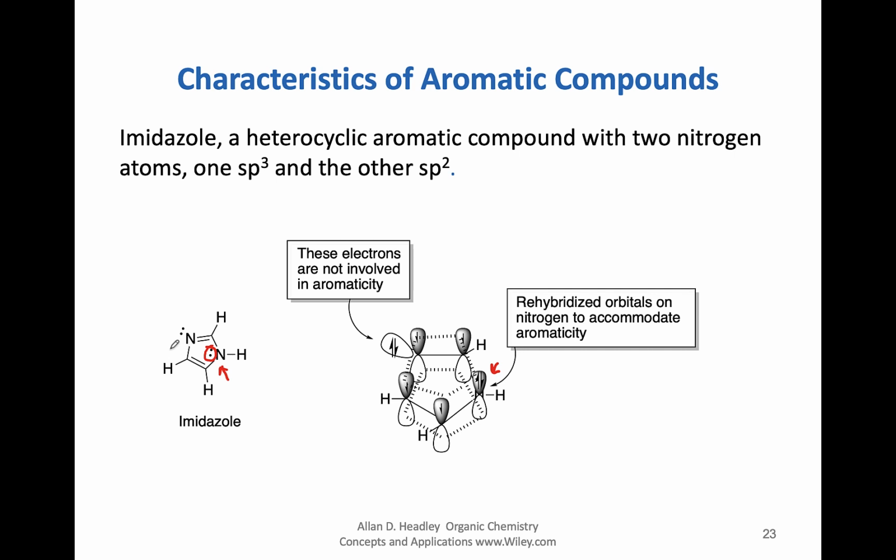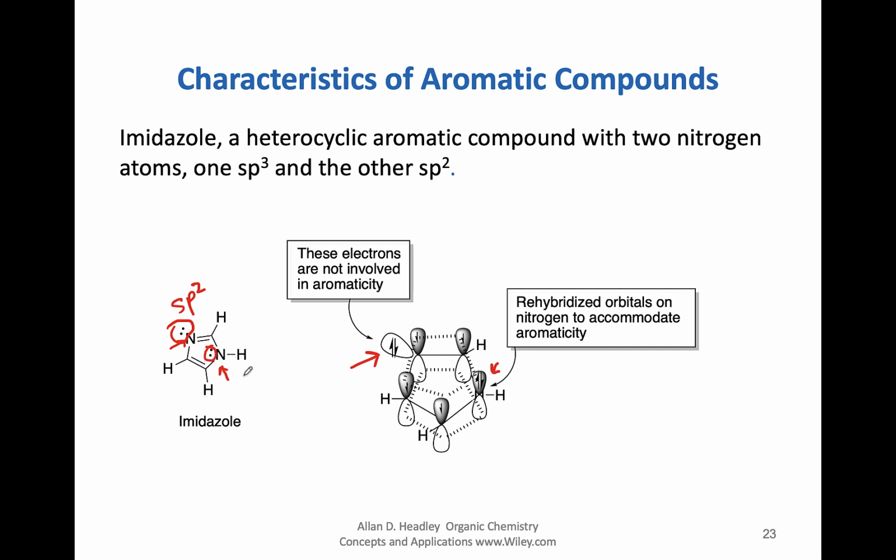Let's look at this nitrogen. This nitrogen here is similar to that of pyridine that we discussed earlier, sp2. So these 2 electrons here are perpendicular to the plane and are not involved in aromaticity. It's just these 6 right in here.